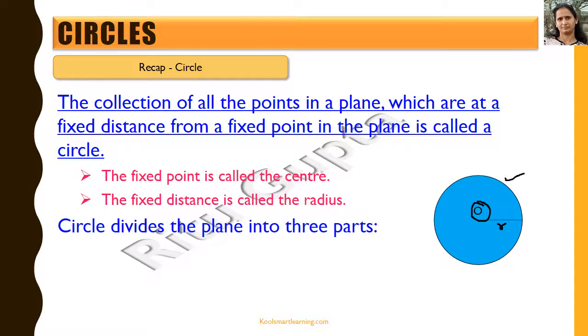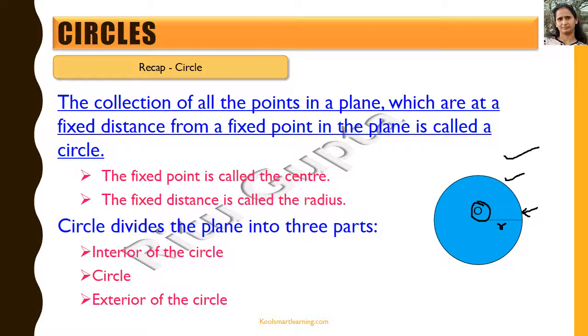So a circle divides a plane into three parts. First is the interior of the circle, which is marked in this blue color. Then is the circle itself, which is this black boundary. And then the exterior of the circle, which is this white part, which is outside of this circle.